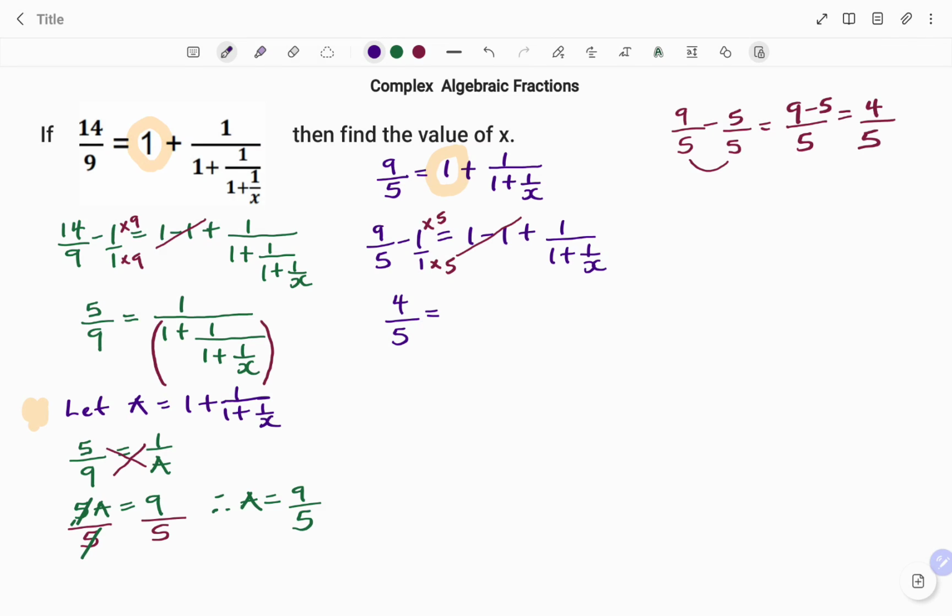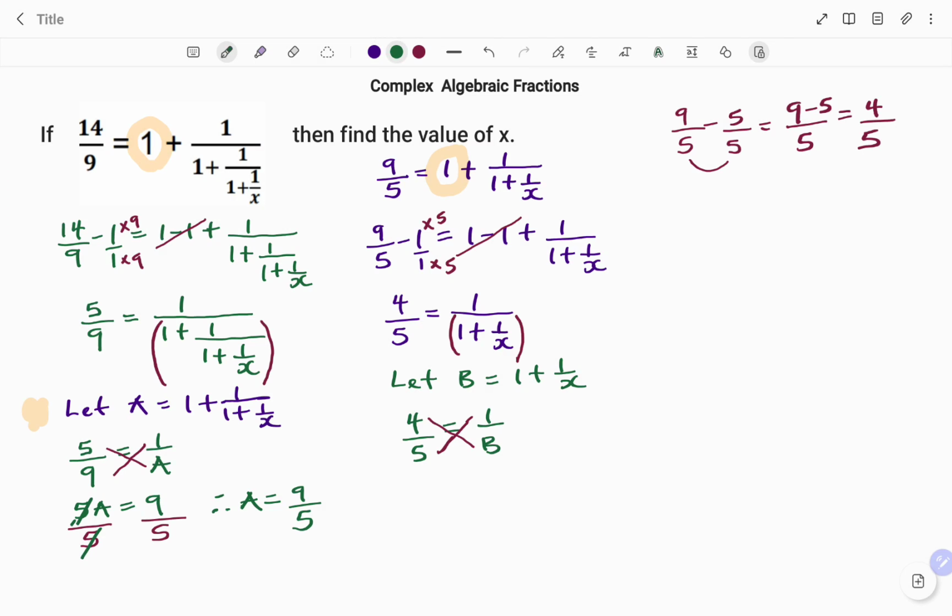And on my right hand side, I'm left with 1 over 1 plus 1 over x. To make it smaller, I'm going to replace 1 plus 1 over x by another letter. I can use b in this case, or I can use any variable. Let b equal 1 plus 1 over x. My new equation becomes 4 over 5 equals 1 over b.